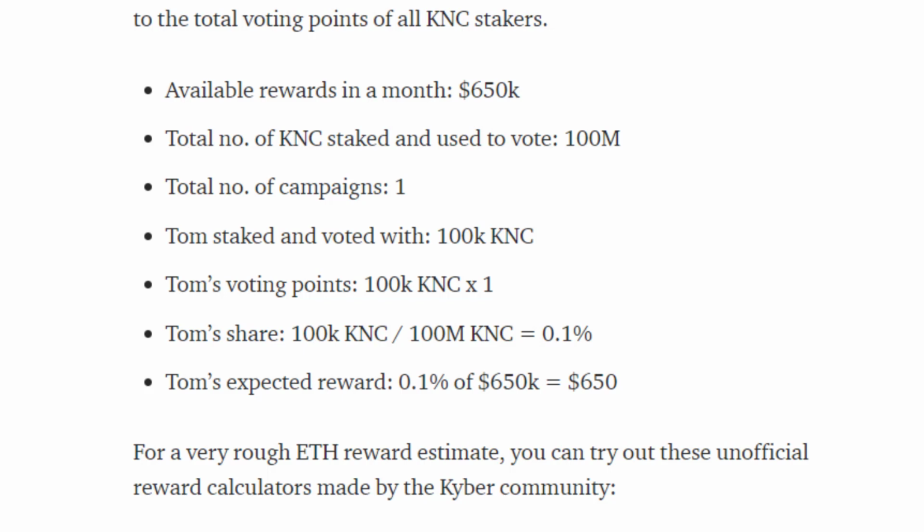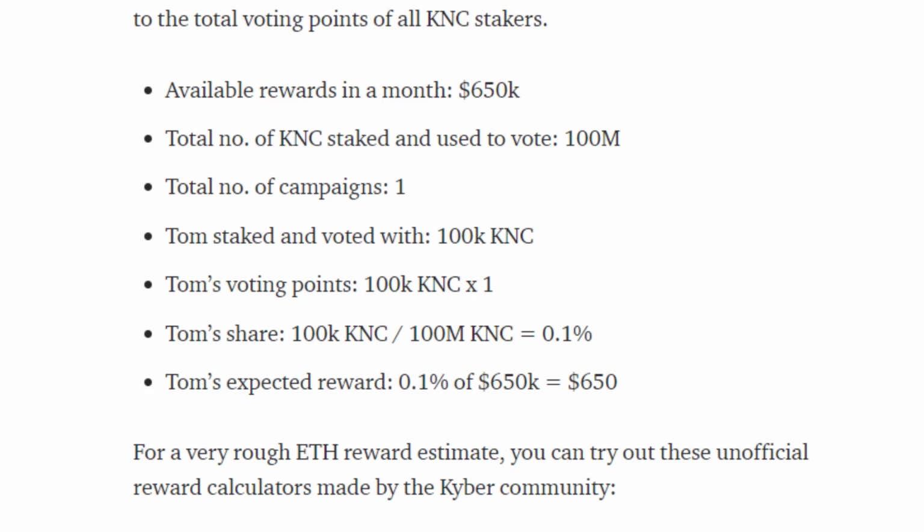One campaign has elapsed. You've staked 100,000 KNC tokens in this campaign. You voted once, so let's go ahead and multiply 100,000 by 1. Your share of the pool is going to be 0.1%. This means out of that $650,000, you're entitled to $650, which will be paid out to you in Ethereum.